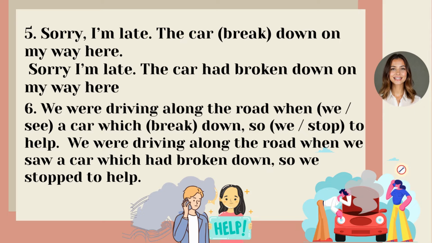The sixth sentence is, we were driving along the road when we see a car which break down, so we stop to help. Answer is, we were driving along the road when we saw a car which had broken down, so we stopped to help. 3 actions are happening in this story. A car had broken down. We were driving, saw it, we stopped to help. So the question is, which action happened first? The car broke down before we saw it. We saw it while we were driving. Then we stopped. So we build a clear timeline in our mind. That's where past perfect comes in.